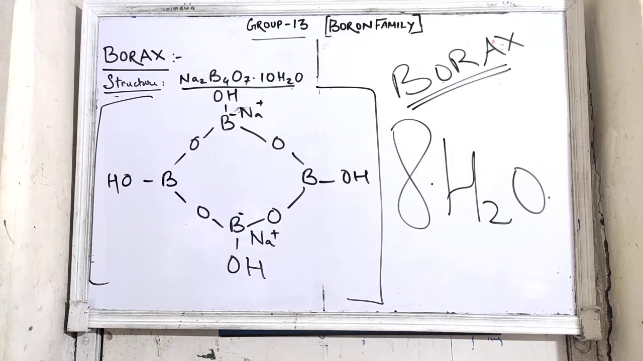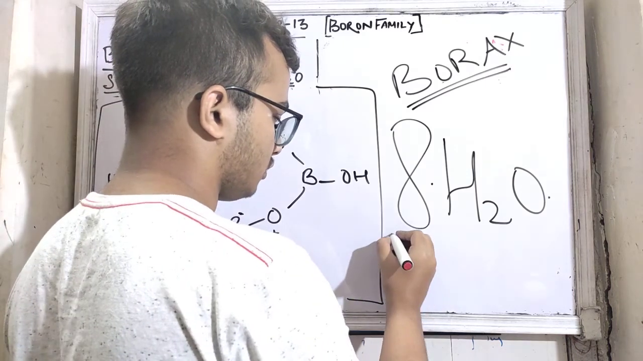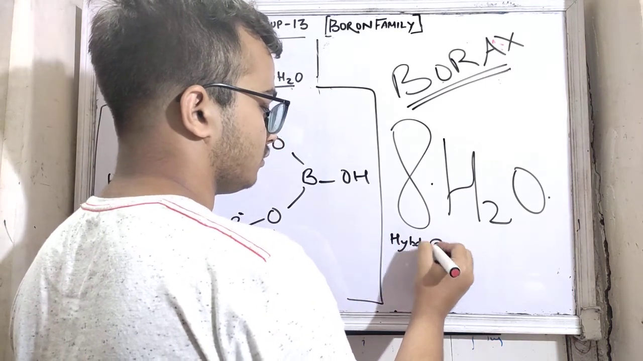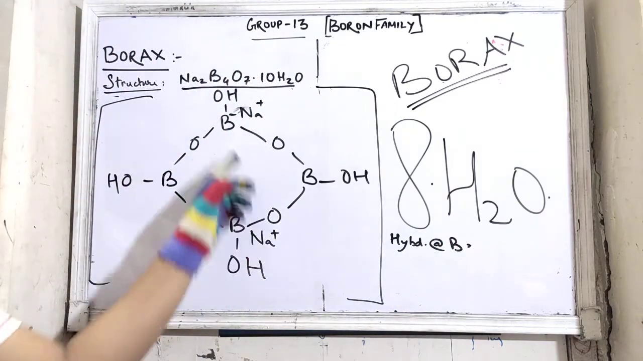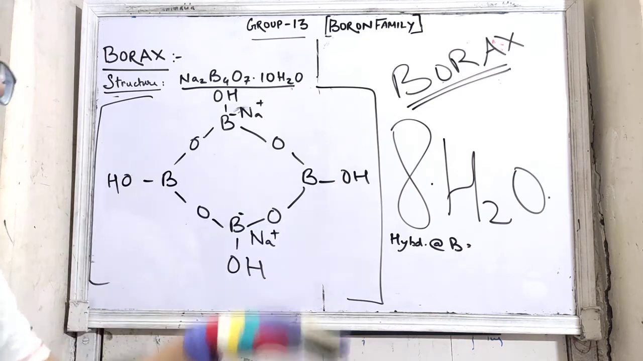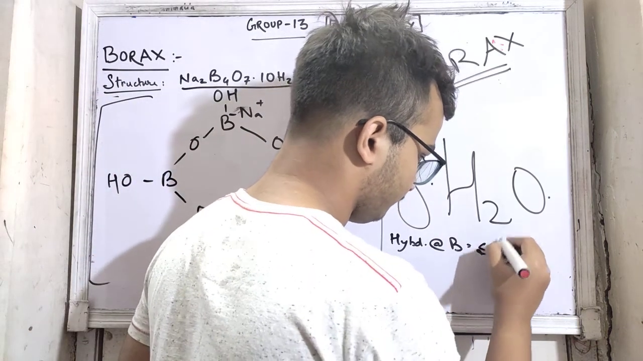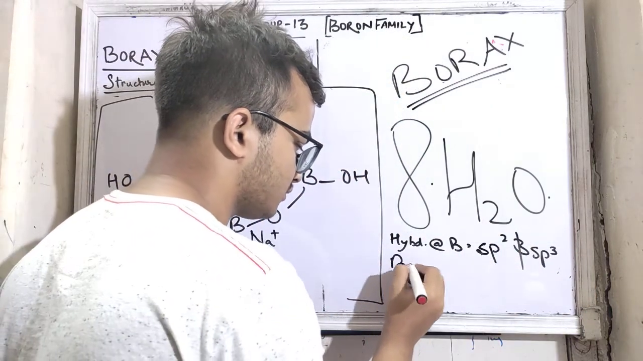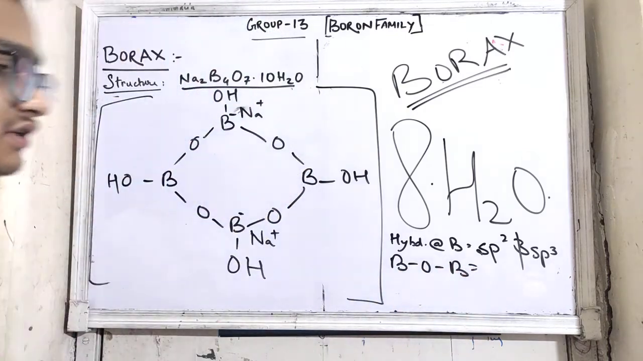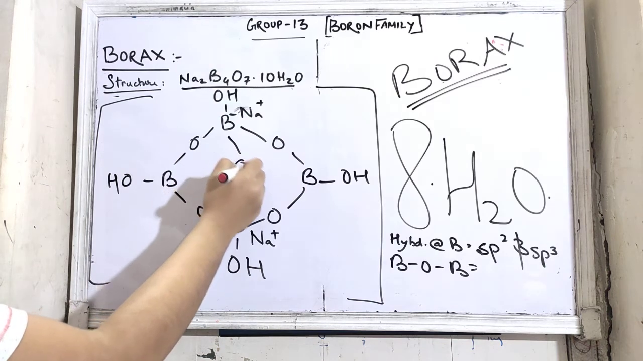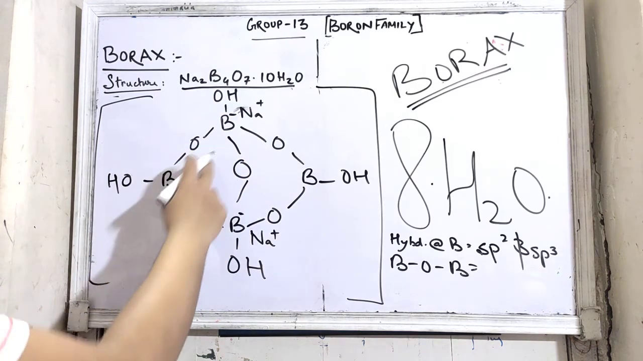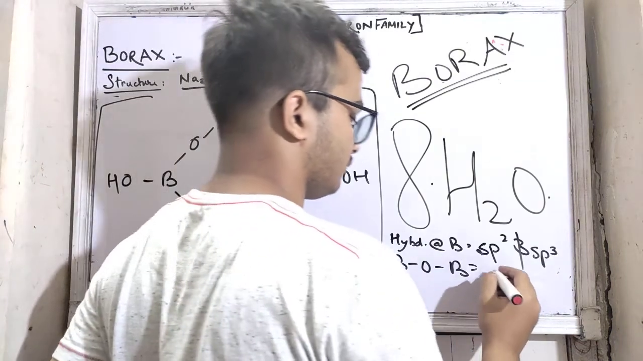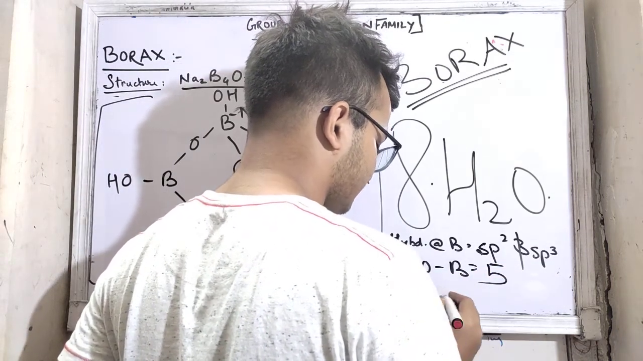Okay, now from here a question may come on the hybridization of boron in borax. You can find from here by calculation the hybridization of boron is sp2 and sp3. Okay, number of B-O-B linkages. How many B-O-B linkages? Let us count. I am sorry, I missed out this one. Okay, count the number of B-O-B linkages: 1, 2, 3, 4, and 5. It's 5.